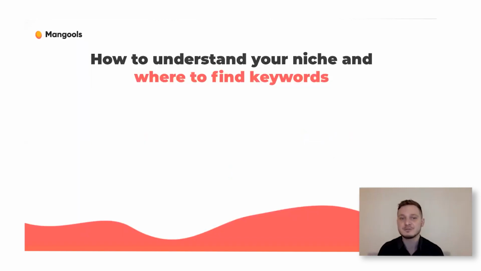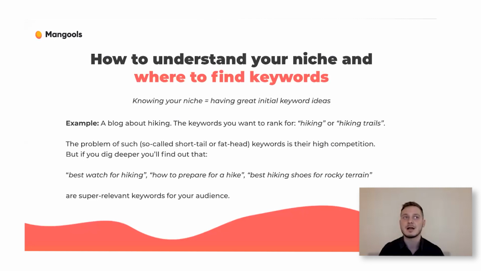So, how to find the keywords or where to find the keywords? It's really connected to knowing your niche. I always say that when you know your niche, you'll have great initial keyword ideas. Let me show it on a quick example. Let's say you have a blog about hiking. I think then that you don't need to be a genius to know that one of the keywords you want to rank for is like hiking or hiking trails or something similar.